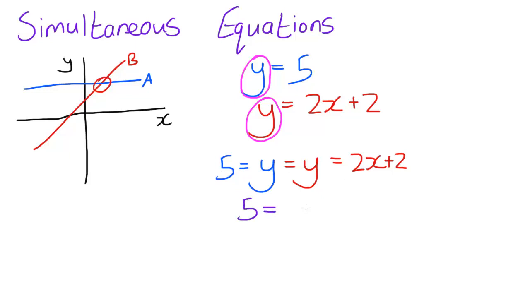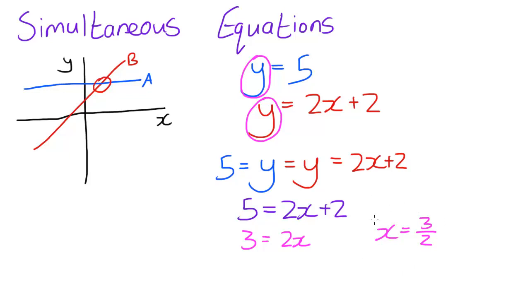So we have 5 equals 2x plus 2, and because there's no y in this equation anymore, I can get a value for x. So let's do that. Let's take away 2 from both sides. Let's do it in another color. So take away 2 from both sides, and we get 3 equals 2x. And then if we divide both sides by 2, we get x is equal to 3 over 2, or 1.5 if you prefer. So that's what we have as our x value.